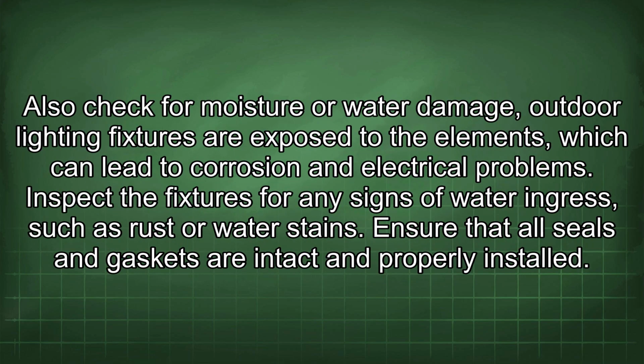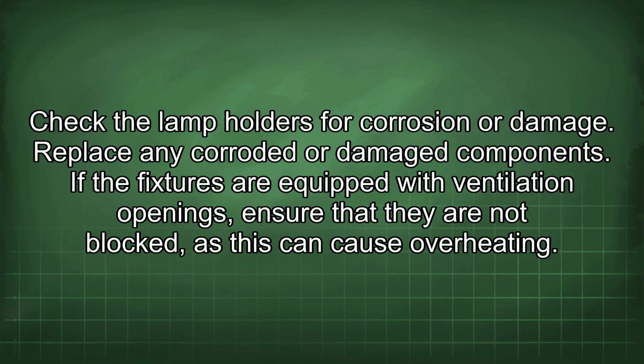Also check for moisture or water damage. Outdoor lighting fixtures are exposed to the elements, which can lead to corrosion and electrical problems. Inspect the fixtures for any signs of water ingress, such as rust or water stains. Ensure that all seals and gaskets are intact and properly installed. Check the lamp holders for corrosion or damage.